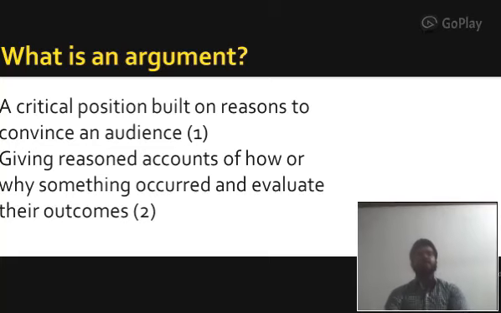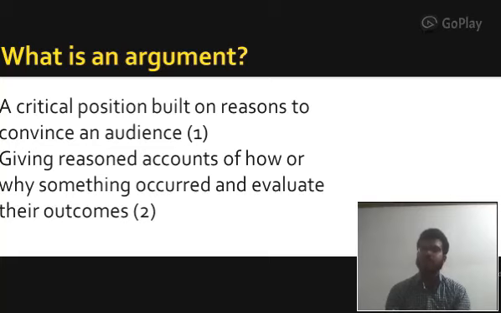Now, the idea is that a good research is always an argument. Now, what we mean by an argument, let me explain it here. A critical position built on reasons to convince an audience. Now, you need to bear in mind this brief but very comprehensive and useful definition of an argument that will help you understand the nature of argument and by extension research.